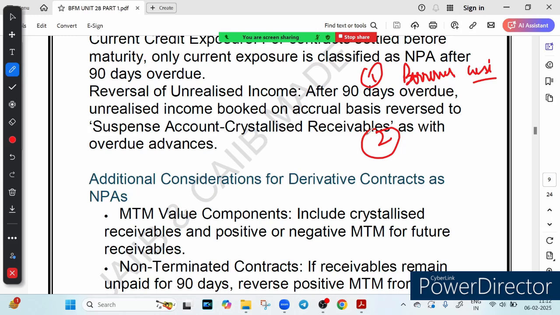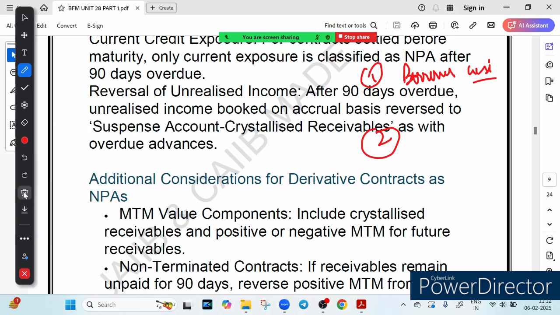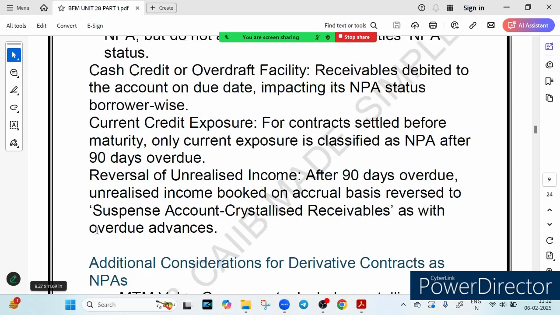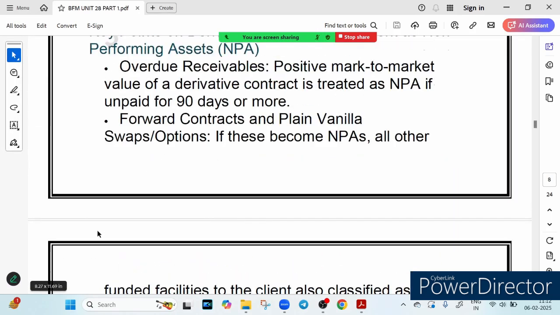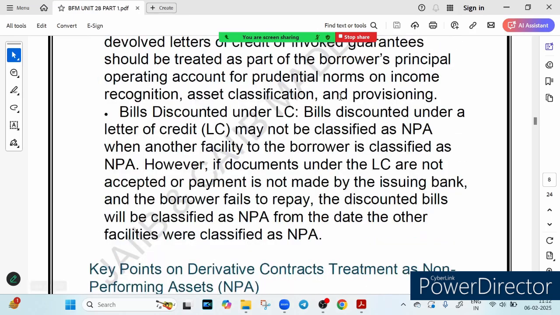Bills under LC are only classified as NPA once the other facilities go bad. Very, very important. That is why I have highlighted this point. Suppose there is a bill under letter of credit, this will become NPA only when the other facilities become NPA. And a derivative contract can become NPA if overdue for 90 days or more. And any reversal of unrealized income means the bank writes off uncollected income to the suspense account.